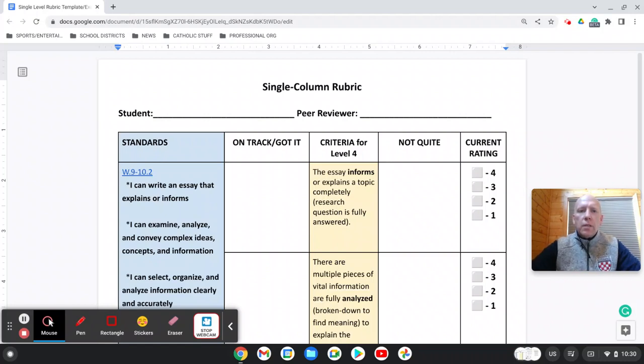It gives a clear example of the criteria for a level 4. That's something that just takes practice and time. Don't feel like you have to be perfect the first time because you won't be, and that's just fine.